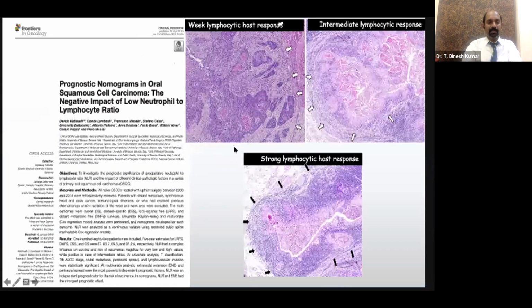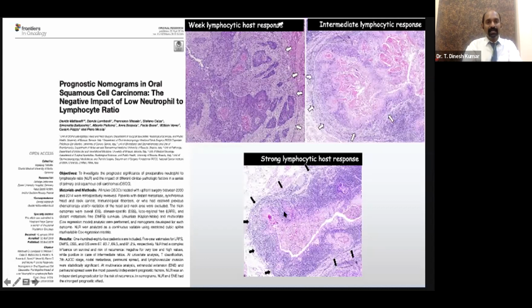So this is an article which says a prognostic nomogram in oral squamous cell carcinoma, the negative impact of low neutrophil and lymphocyte ratio. Which means, in a squamous cell carcinoma, when the number of lymphocytes and neutrophils in the surrounding vicinity is low, it shows a negative sign. It is a negative impact on the patient, where the prognosis is going to be poor.